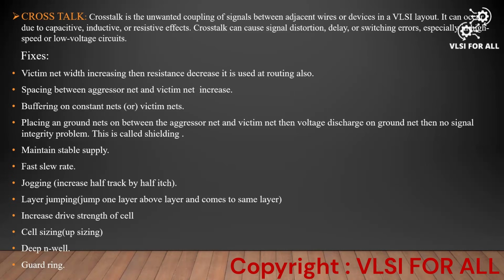A higher layer has low resistance and more width, so it will have better switching current activity in that cell. The other fixes are: the cell driving the aggressor net should be downsized, or the cell driving the victim net should be upsized, or vice versa. And deep n-well guard rings. So these are all the fixes for crosstalk.